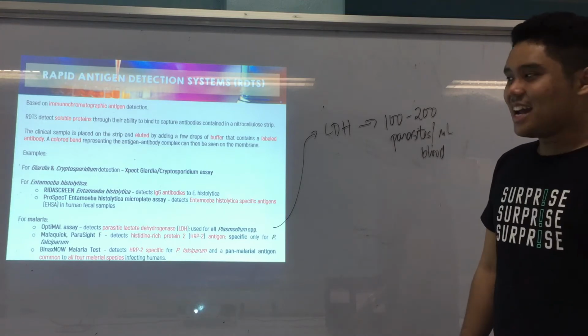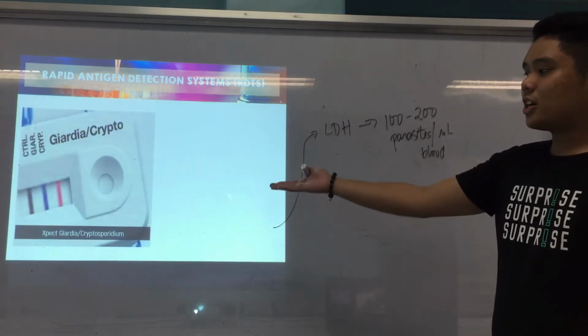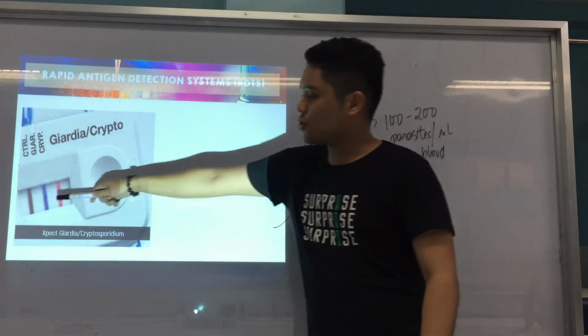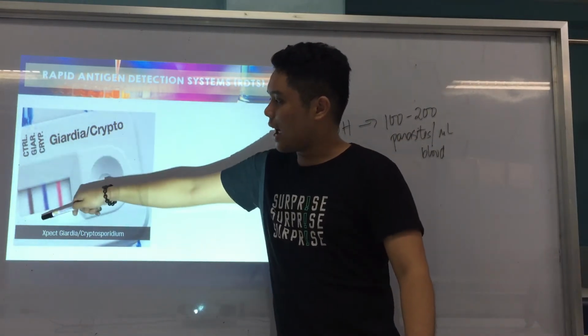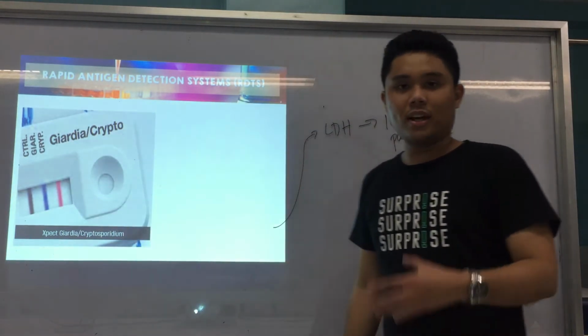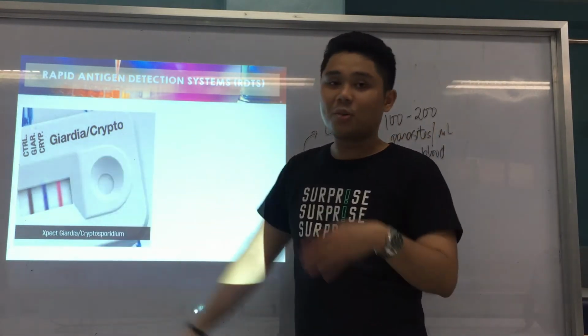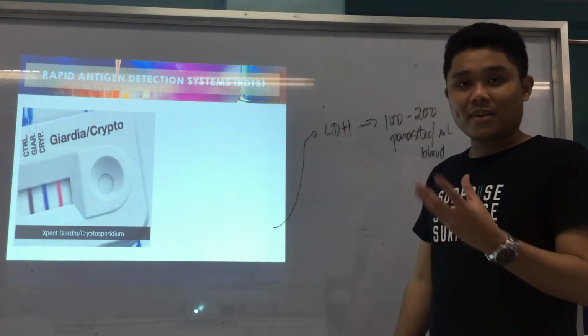Okay. So here's an example of a picture. This is your Giardia crypto. As you can see, there's a control line, a line for Giardia, and a line for Crypto. So in this result, it means it's positive for both Giardia and Cryptosporidium infection.